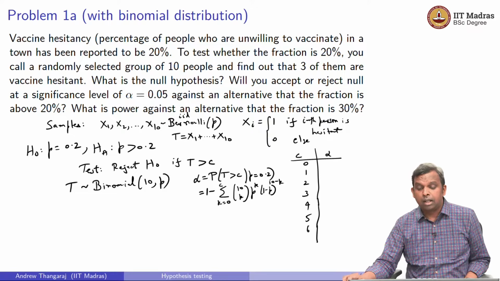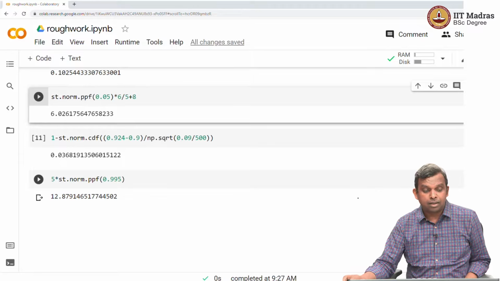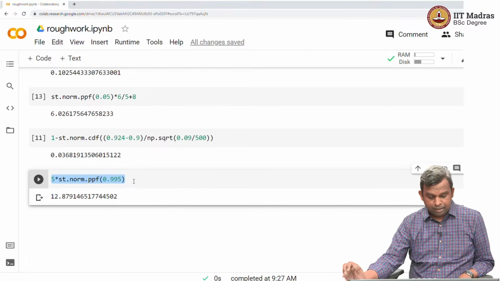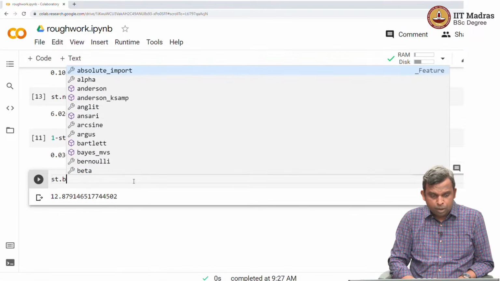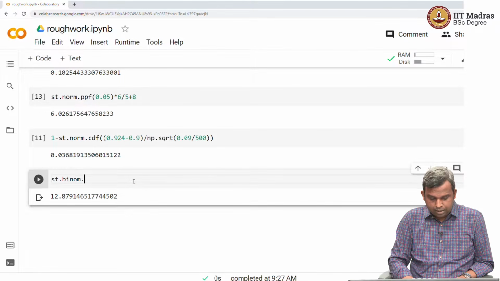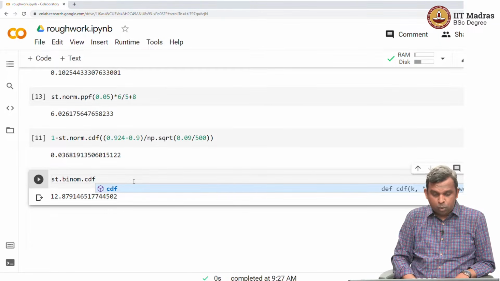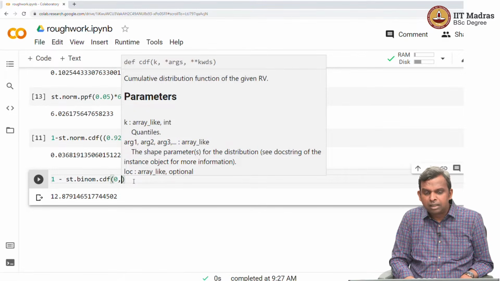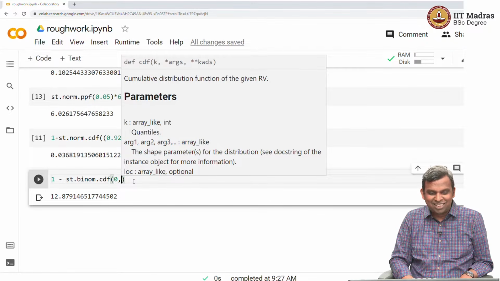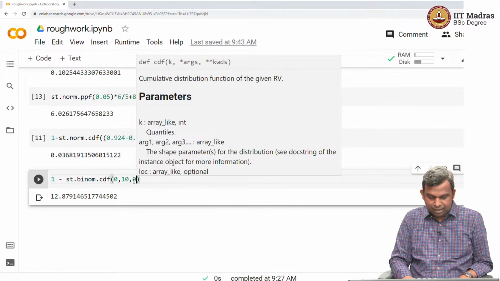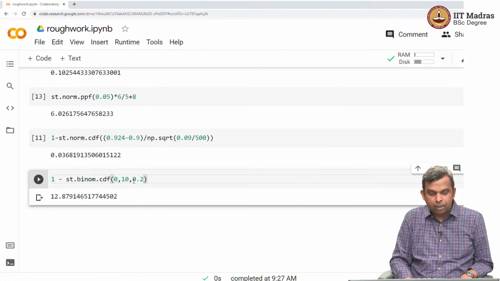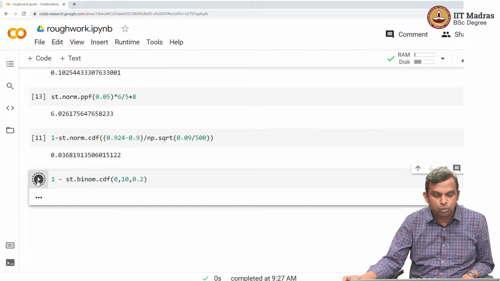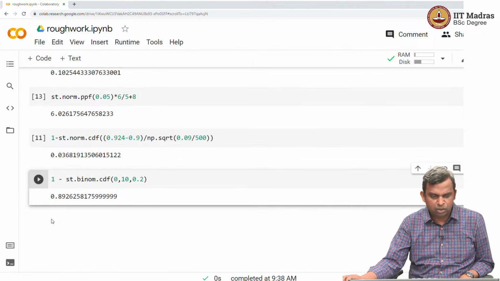In fact, it turns out SciPy stats has a calculation for the binomial CDF, I believe. So you can check that out. It's st.binom.cdf. We're doing 1 minus this, isn't it? You can check it out. I think it's 0, comma, and p. This is always difficult to figure out, where the arguments will come. I think this is correct. So this should give you something reasonable. Yeah, 0.893 looks reasonable.